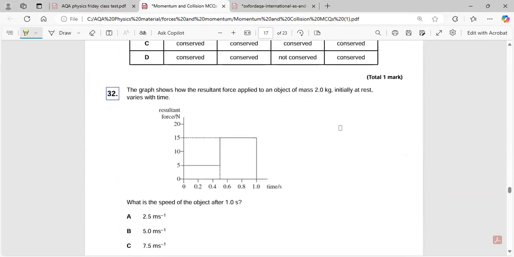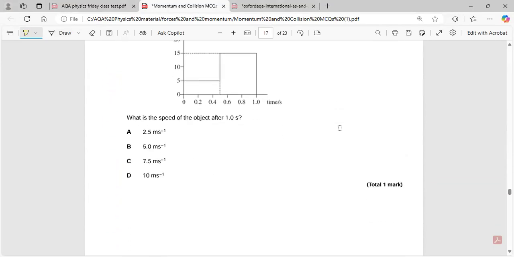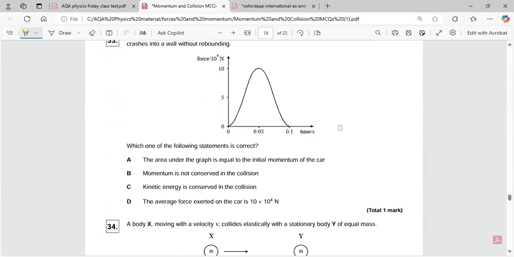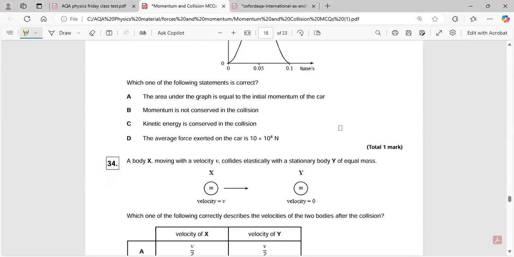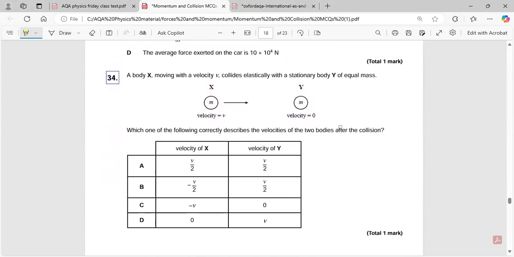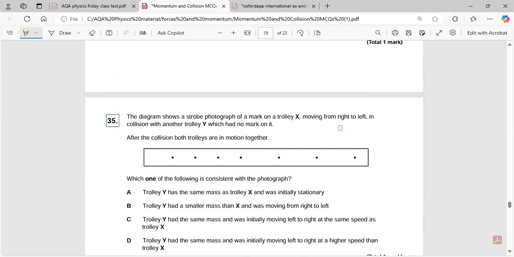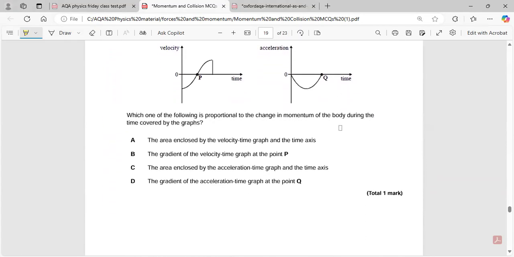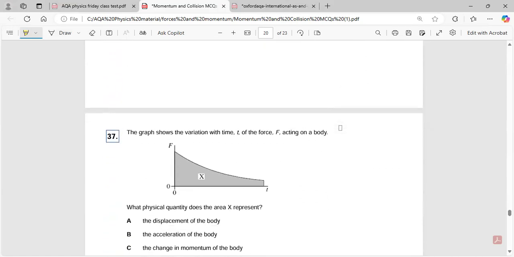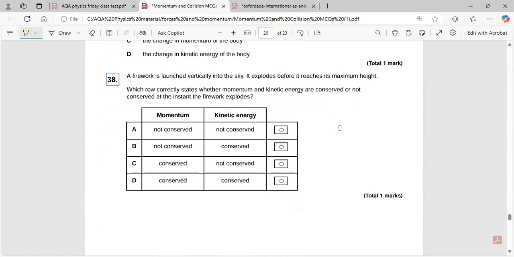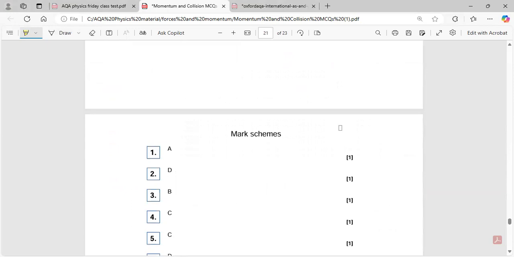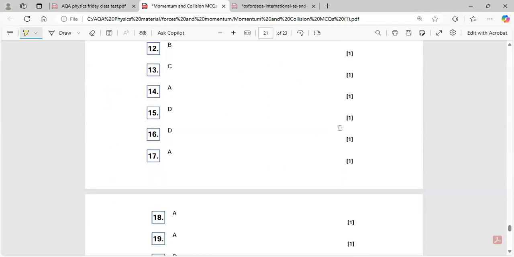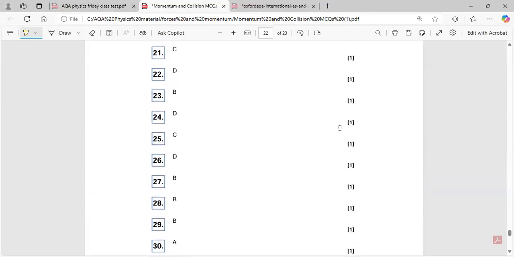These are all the questions for AQA Physics, for the Unit 1 or Year 1 exam. They cover momentum, the law of conservation of momentum, and impulse. So here you go, these are the questions. The answer scheme is also there, so you can watch the answers from here as well.